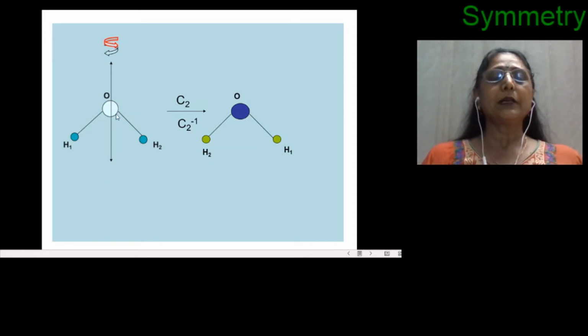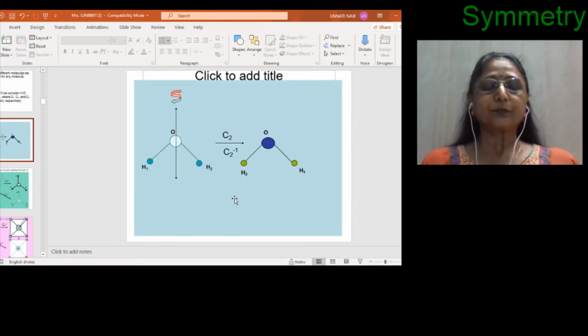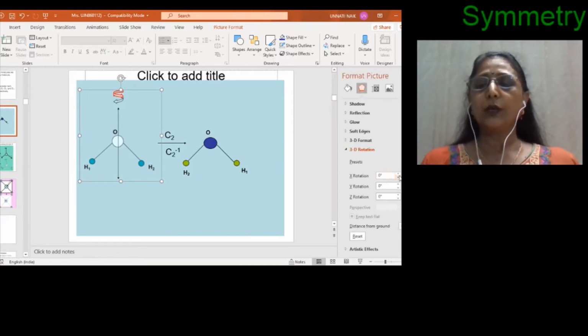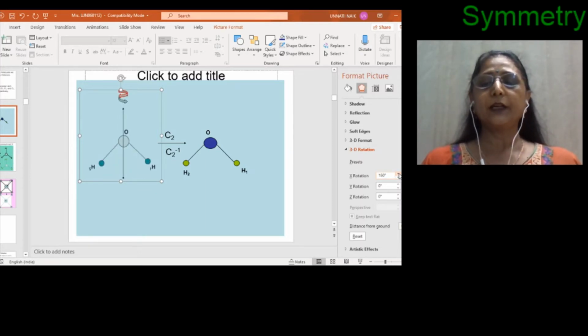So if I consider rotation of the H2O molecule along this axis, I am trying to show you how I can rotate the molecule and what will be the effect on the structure of the molecule. So now we are considering the structure like this, where we can consider a rotation around the given axis. If I rotate the molecule by 180 degrees around the given axis, then you see what is happening on the molecule at 180 degree rotation.